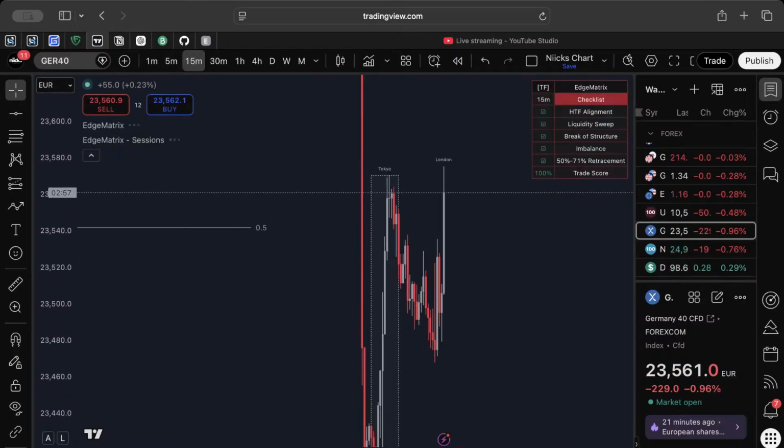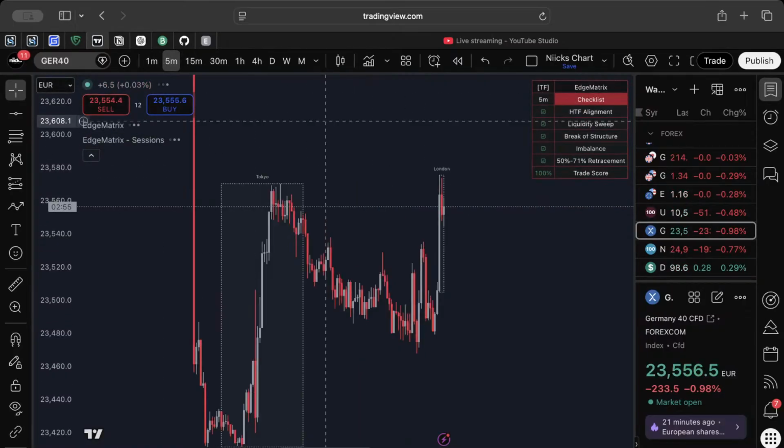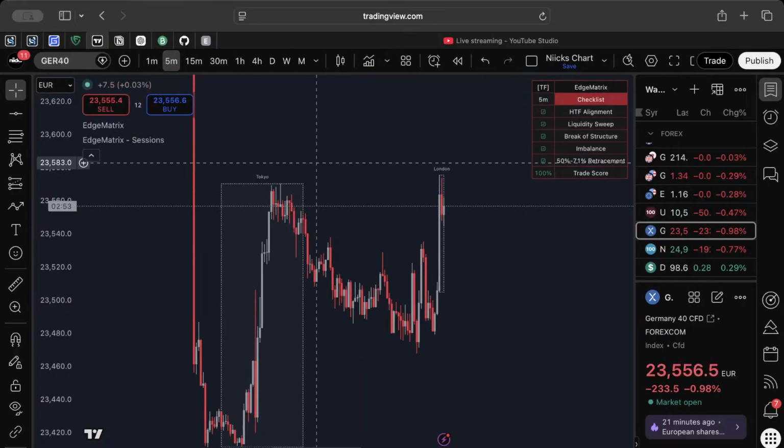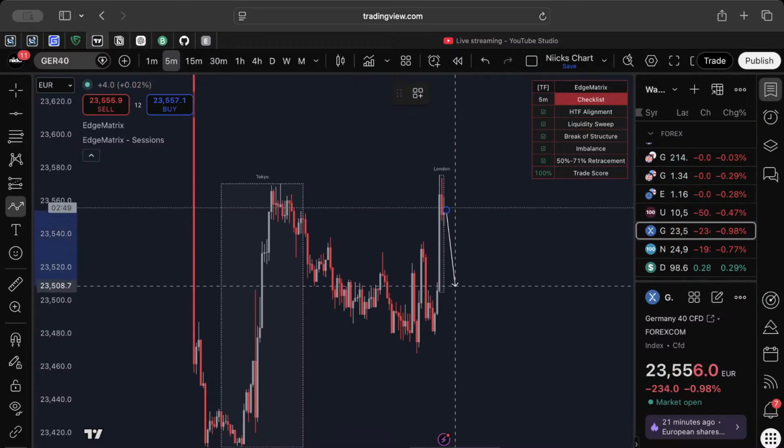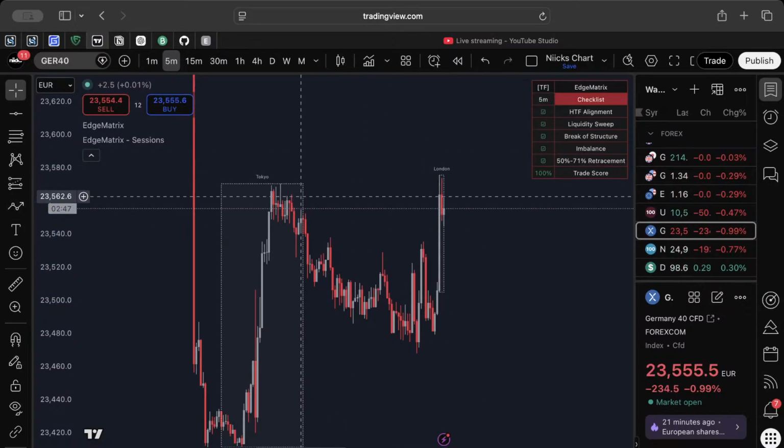DAX never got the break, at least not on the 15 minute, not on the 5 minute. See, this is not a go for me. Yes, we broke these highs within here and we can definitely continue higher. But we just took a major area of liquidity.